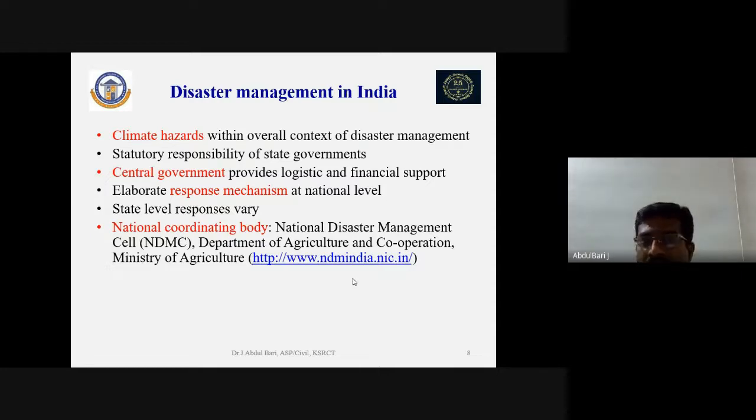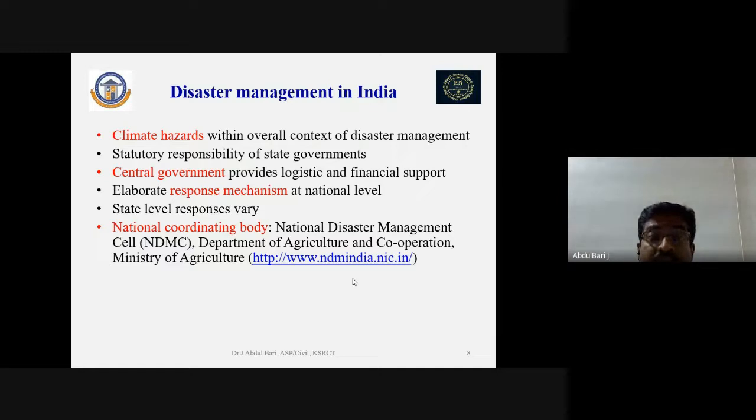So the climatic hazards within the overall context of disaster management will be looked after in these cases, and the statutory responsibility of the state government as well as the central government will be taken into account. Similarly, the central government should provide logistic as well as financial support for all the states as well as the district level authorities, and we will have elaborate response mechanisms at the national level as well as the state level response, which will vary in day to day activities.